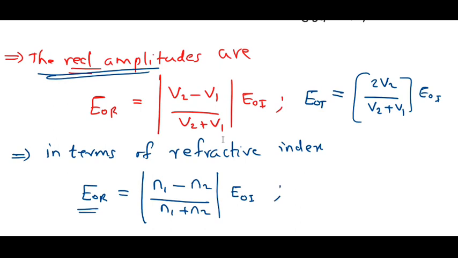And similarly for the transmitted amplitude, that will be 2N1 divided by N1 plus N2 times E0I. These are the final results.